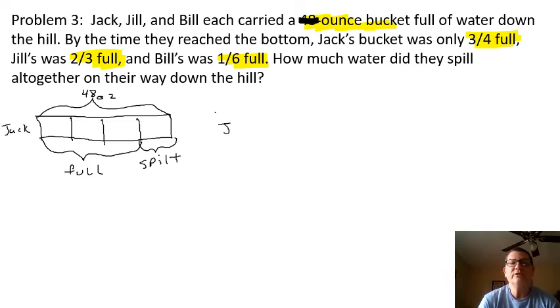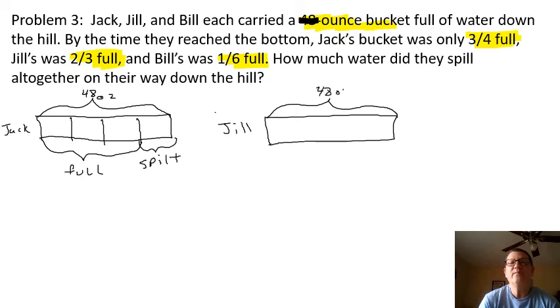Now let's do Jill. Now on Jill's, same thing. She started out with 48 ounces on top. And we're just representing the problem right now. And hers says thirds. So we're going to split it as thirds. And it says it was 2/3 full. That means 1/3 was spilt.